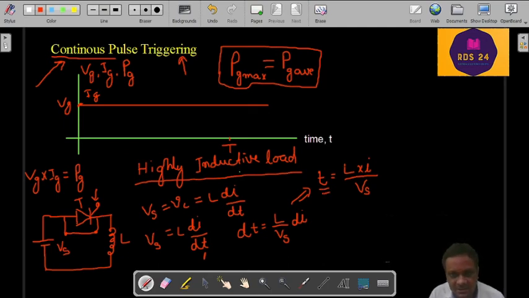If L is larger, if the inductance is higher, your T also goes towards the higher side. That means you are going to require a lot of time to apply this gate pulse. The duration of application of this gate pulse will be large. So this T will be larger as L is larger.